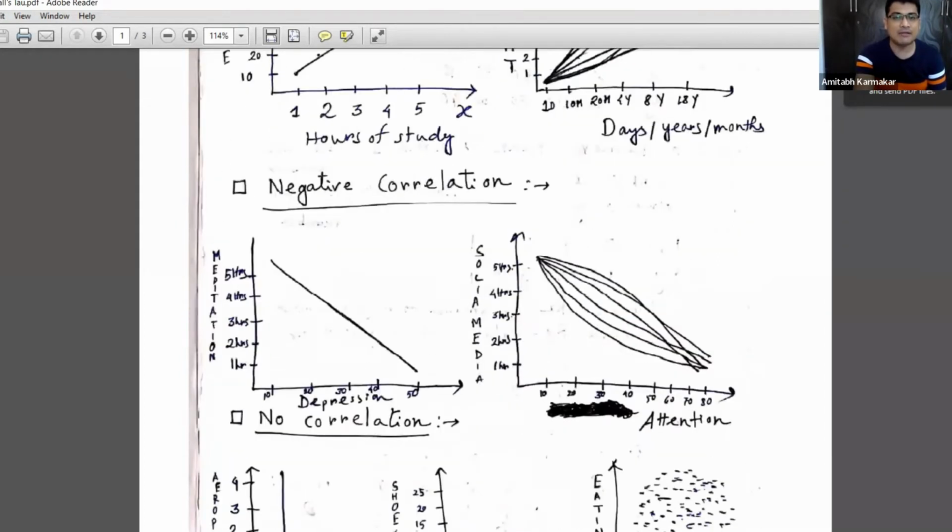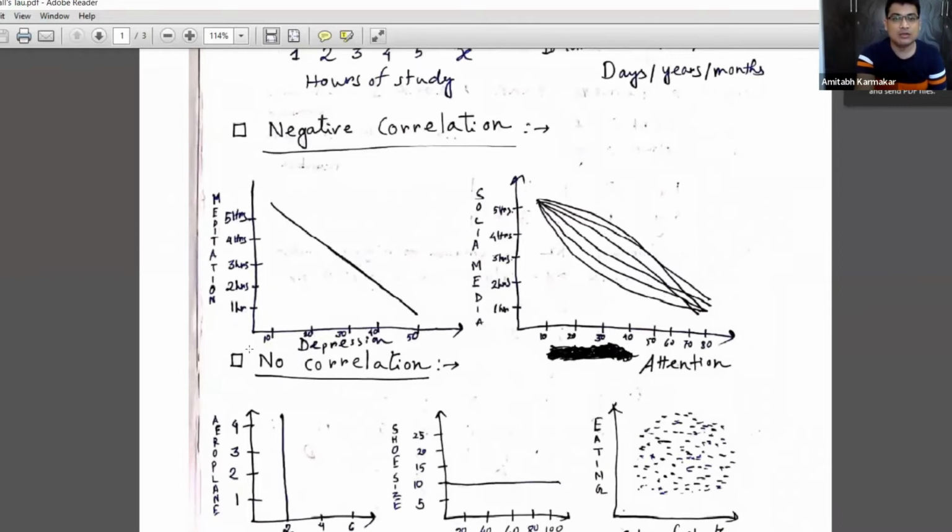Next is your negative correlation. Higher the meditation, 5 hours of meditation, your depression level goes down by 10. You decrease the meditation hours, and you're increasing the depression level. Likewise, if you're using social media for 1 hour, your attention level is 80%, and as you gradually increase social media consumption, your attention level decreases to 10.